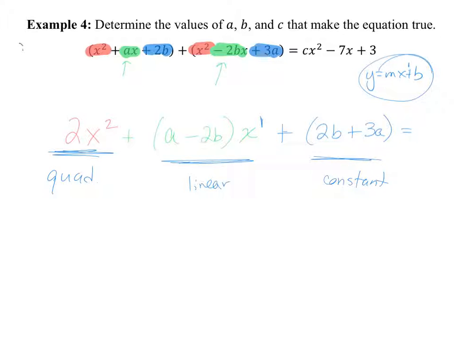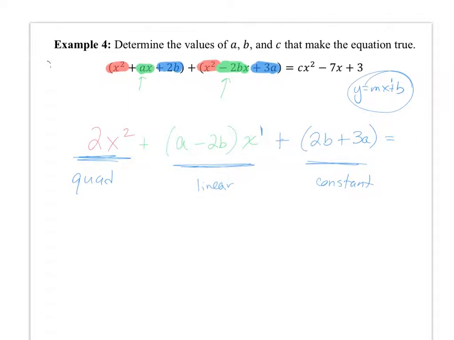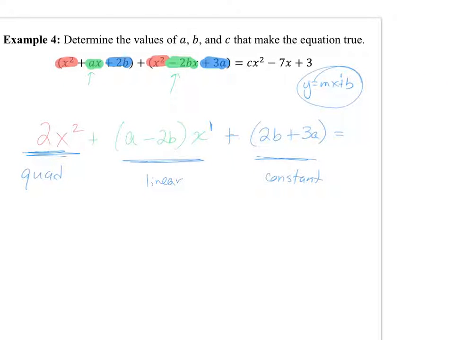Now, what are these equal? What's on the other side of the equation? Let me zoom out a little bit. On the other side of the equation is cx squared minus 7x plus 3. All right, that's what the original said. Agreed? On the right-hand side, cx squared minus 7x plus 3.